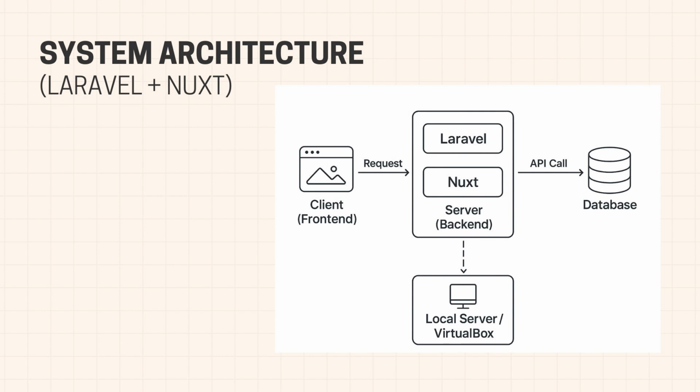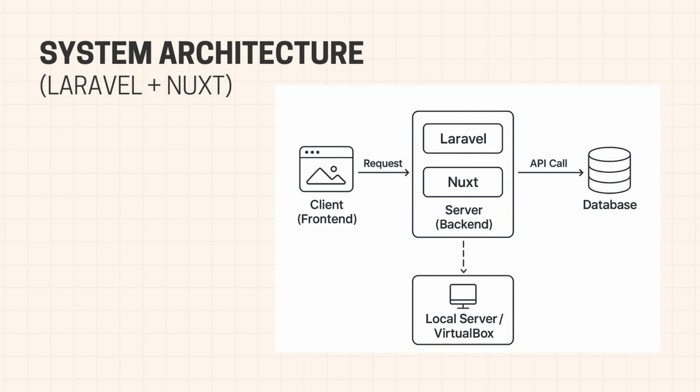On the right side, we have the database, where all information is stored. For example, user accounts, posts, records, images, or logs. The backend sends queries to the database and receives the requested data back. Once the backend receives the result, it sends a JSON response back to the Nuxt frontend, and the interface updates accordingly. So the flow goes: client, API request, backend, database, backend response, and client.